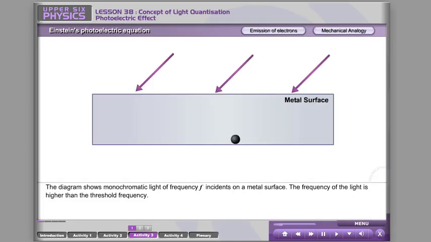The diagram shows monochromatic light of frequency f incident on a metal surface. The frequency of the light is higher than the threshold frequency.